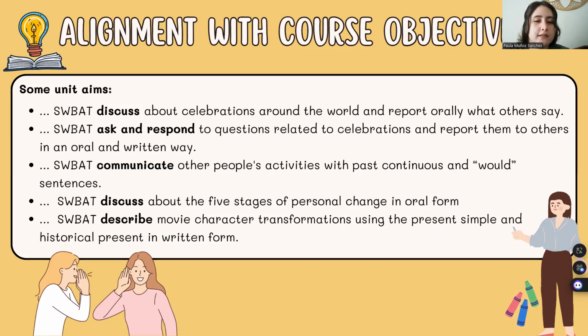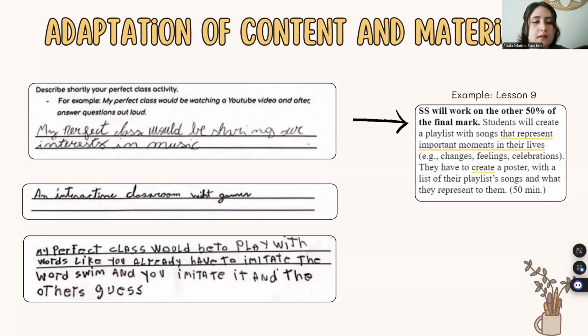Recognizing their varied preferences for working individually, in pairs, or in groups, I incorporated several activities that cater to those different preferences. Then for the adaptation of content and materials, the needs analysis directly influenced my selection and adoption of materials. In the questionnaire I designed, I included an open-ended question asking students to briefly describe their ideal class activity, and I carefully consider their answers when planning and adapting my lessons.